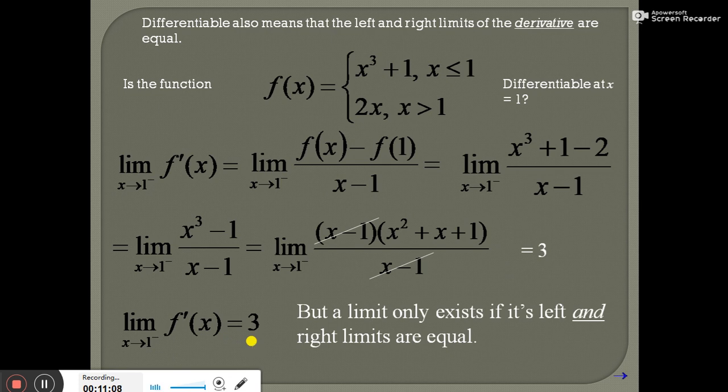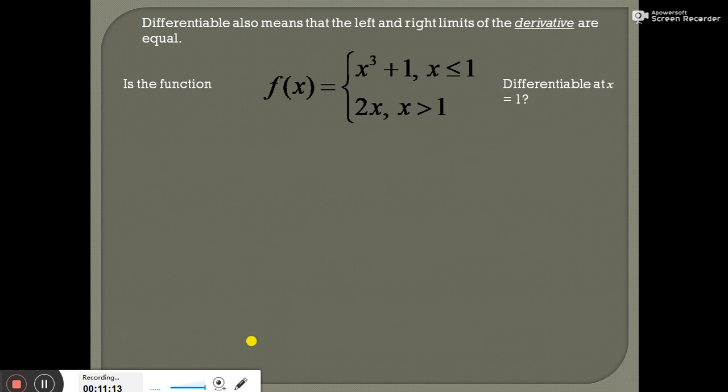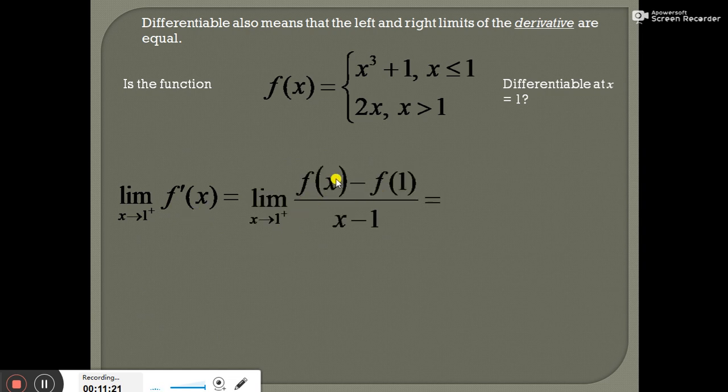And this derivative exists only when the left hand derivative is equal to the right hand derivative. And now the right hand derivative, limit x tends to 1 positive f'(x), that is equal to limit x tends to 1 positive [f(x) - f(1)]/(x - 1). And now f(x) is 2x, substitute the values, we get limit x tends to 1 positive (2x - 2)/(x - 1).